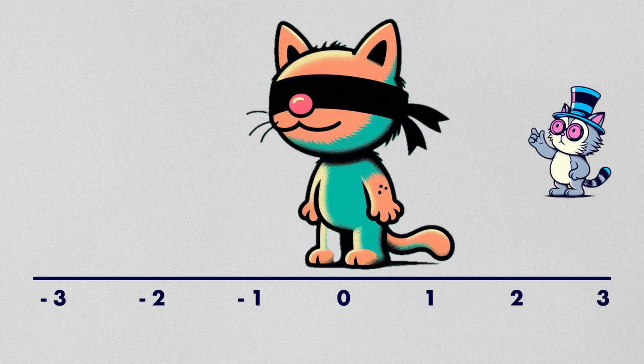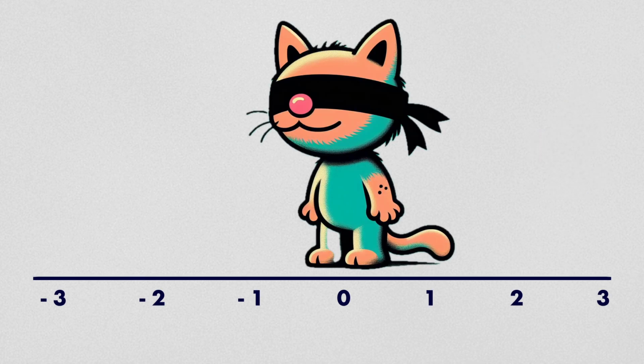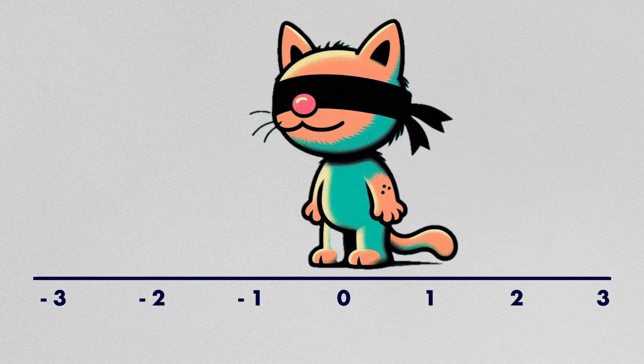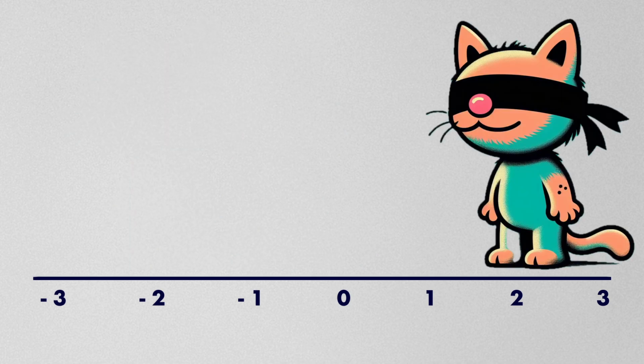Imagine standing on a number line whilst blindfolded, and on the flip of a coin, randomly taking steps to the left or right. After n steps, we might find ourselves at any point along the line, to the left, to the right, or back where we started. This process can easily be applied to generate musical material.